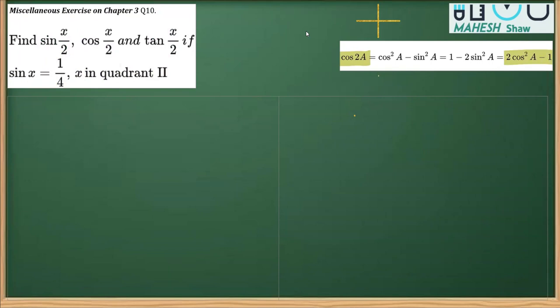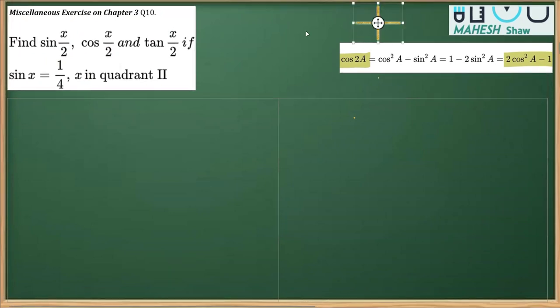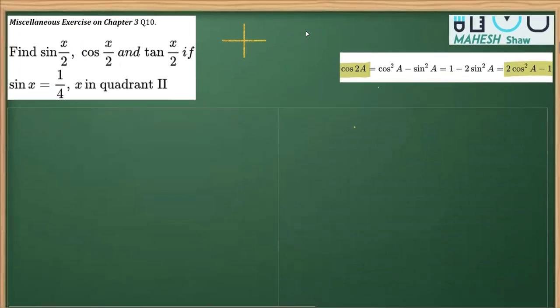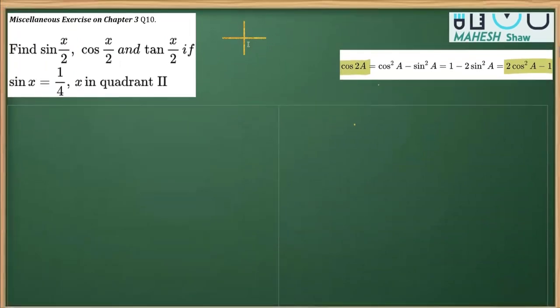Now, like the previous question, here also we will be applying this relation first, that is cos 2A is equal to 2 cos² A minus 1. First thing that we will do is to determine the quadrant. Let me show you using this quadrant to figure out where x and x/2 lie.